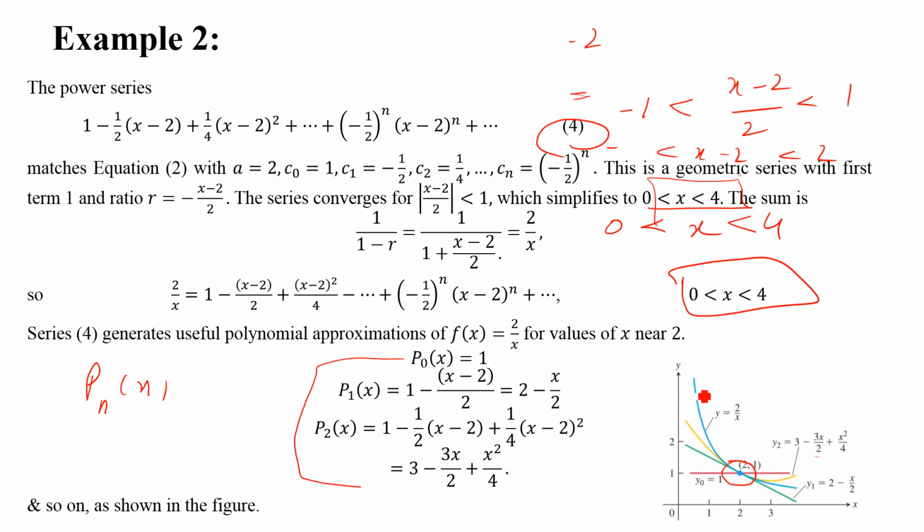So this is the graph of the original function in blue, and this line is the graph of y0 = 1. This line is the graph of y1 = 2 minus x over 2. But you can see what is common in all these approximations: all of them pass through the center, that is, at x = 2. What is the value of 2/x at x = 2? At x = 2, the value of 2/x is 1. So what is the point? (2, 1). So every approximation passes through the point (2, 1). This is what we can observe again.